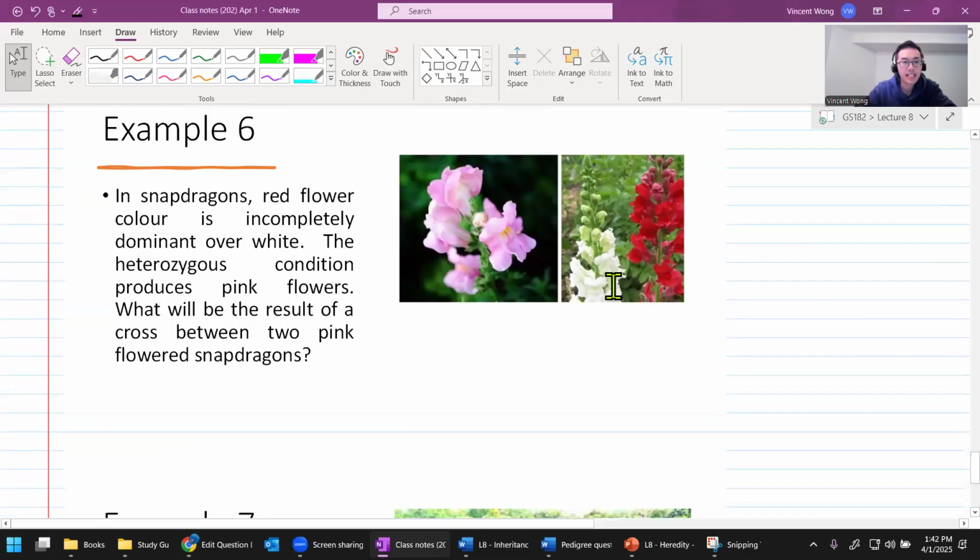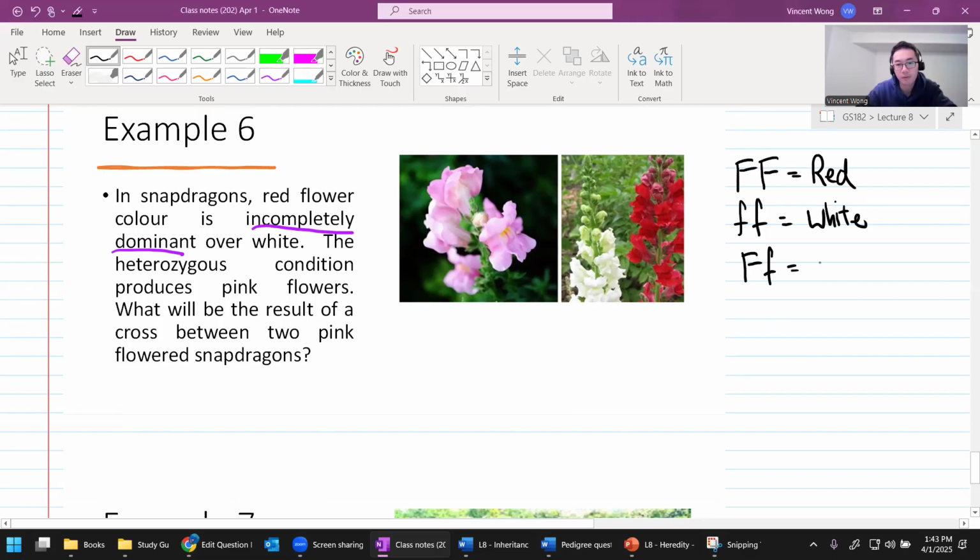Moving on. In snapdragons, red flower is incompletely dominant over white. So you see, the question tells you this is incomplete dominance. The heterozygous condition produces pink flower. What will be the result of a cross between two pink flower snapdragons? So let's see. You probably should write it out. If you don't want to use R because it's confusing with the red and the white, you can just use other letters. Okay, you can go big F is red, small f is white, and then big F, small f would be, in this case, pink, because the question said so.